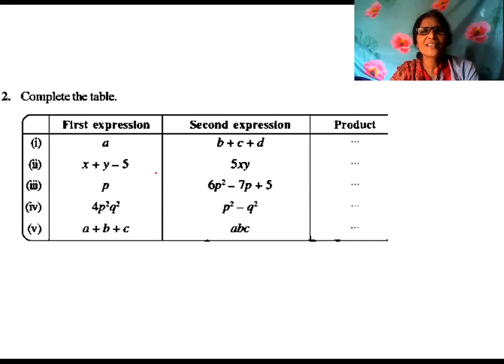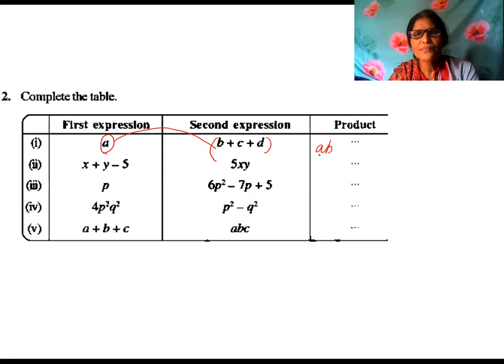The second one is to complete the table. There are multiplications, and you have to find the product. So A will be multiplied with (B plus C plus D). So A multiplied by B, AB. Then next is plus, I'll write plus. A is again multiplied by C, so AC. Next is plus A multiplied by D, so it gives you AD.